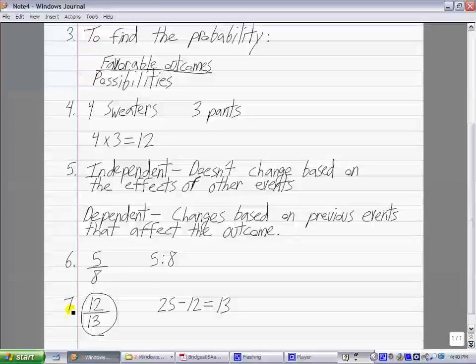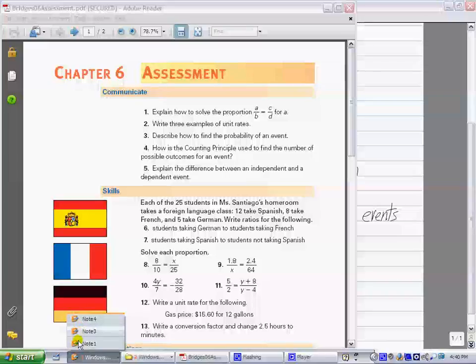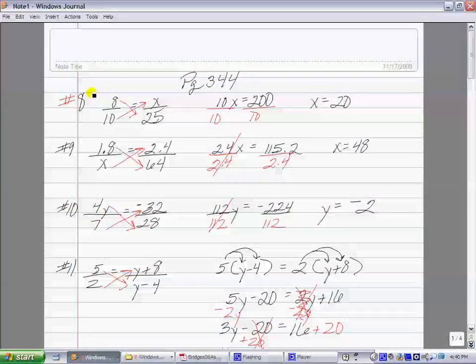Let's go ahead to number 8, and we're going to try and solve each proportion. So number 8 looks like this. If I want to solve my proportion, there is another way to do it besides the shortcut method that I showed earlier. One way to do it is to simply cross multiply and then solve for x. So I will multiply 8 times 25, and I will multiply 10 times x, which gives me 10x equals 200. Then to solve for x, I simply do the opposite operation and divide by 10. So my answer will be x equals 20.